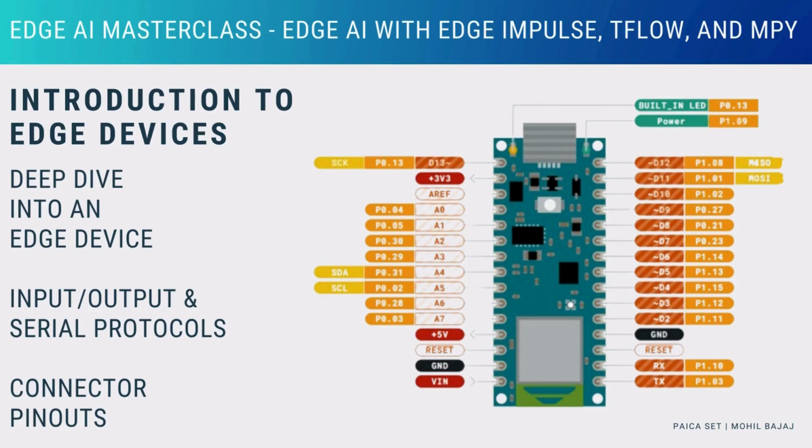Coming back to this diagram, it is known as the pinouts diagram, or the connector pinouts diagram, and it shows the different pins available on an edge device.